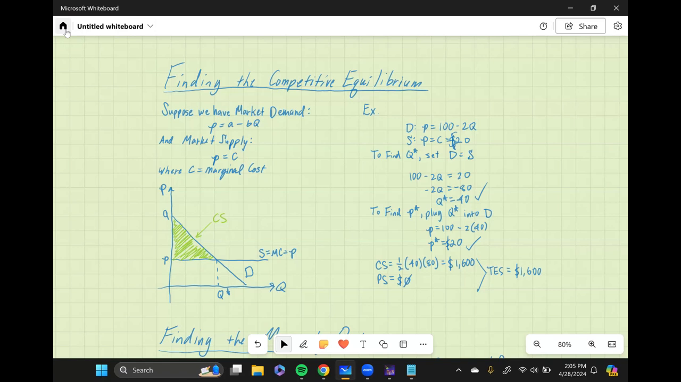So again, if this market, and when I say this market, I mean a market that has a demand curve that is P equals 100 minus 2Q, and for a market with a supply curve that is P is equal to $20, then the outcome is Q star is 40 units and P star is $20 with a consumer surplus of $1,600 at those particular values.